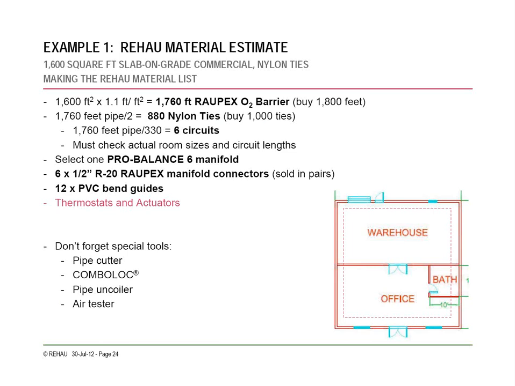In this example, we had a 6-loop manifold, so we need 6-loop manifolds, 6 bags of connectors, 12 PVC bend guides, and then you've got to throw in your thermostats, zone actuators, whatever you need. Also important is any special tools that might be associated.